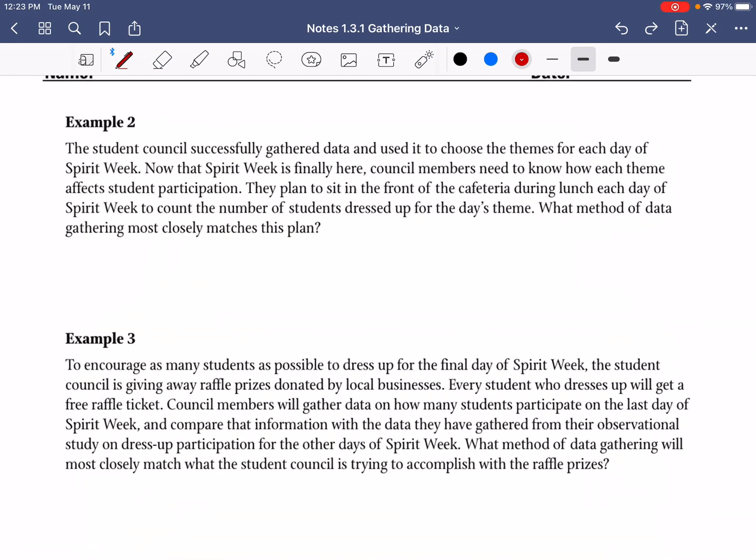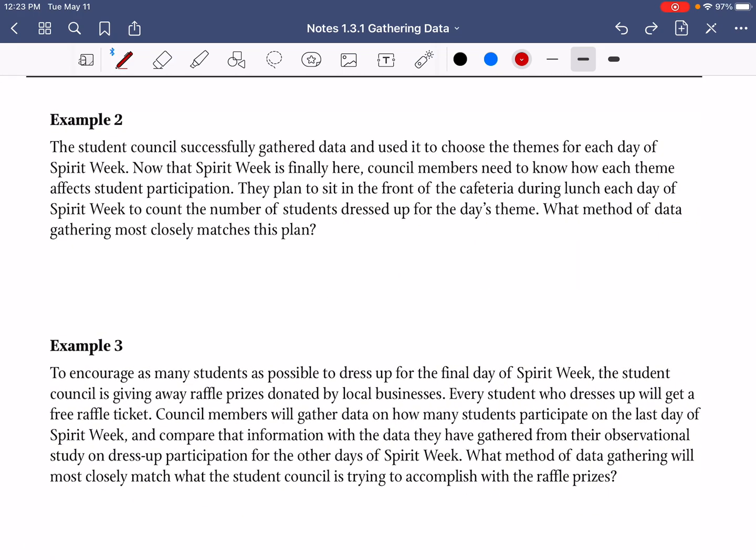All right, so let's go to example number 2. Flip your paper over. It says the student council successfully gathered data and used it to choose the themes for each day of Spirit Week. Now that Spirit Week is finally here, council members need to know how each theme affects student participation. They plan to sit in front of the cafeteria during lunch each day of Spirit Week and count the number of students dressed up for the day's theme. What method of data gathering most closely matches this plan?